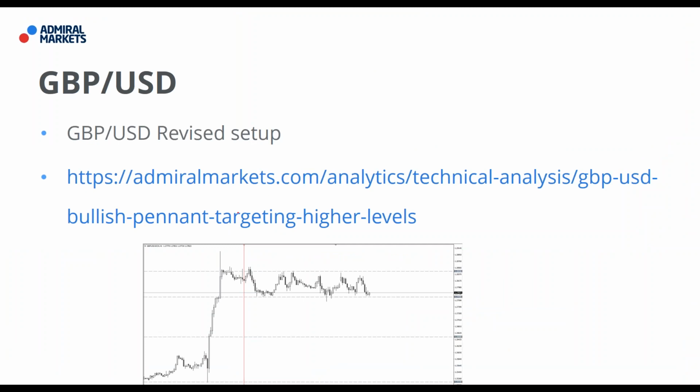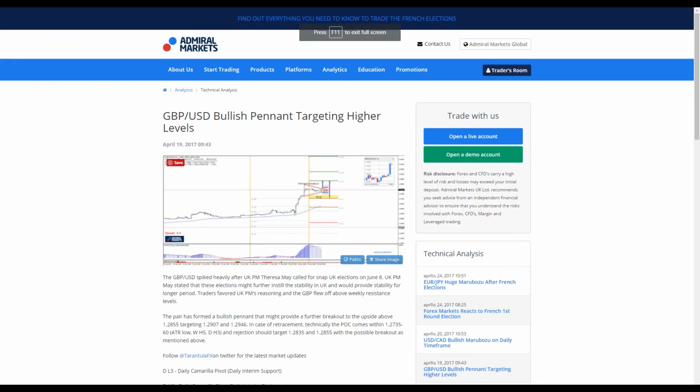This is the link, guys, so if you follow me and my analysis, the first place where I post my analysis and where you can read it is the broker that I trade with. It's of course Admiral Markets, and here you can see pound dollar bullish pennant targeting higher levels.